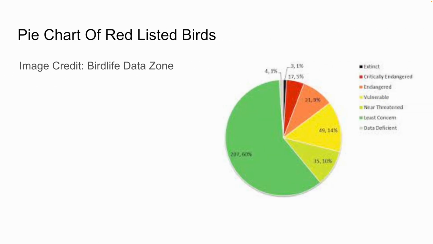Here's a pie chart of the Red List of birds. You probably can't read this right now, but the green stuff is least concern. You can see it's the biggest percent of it all. And then you see not that many are extinct. We have 37.5% is endangered. Well, critically endangered. 31.9% is endangered. Then we have vulnerable and near threatened.